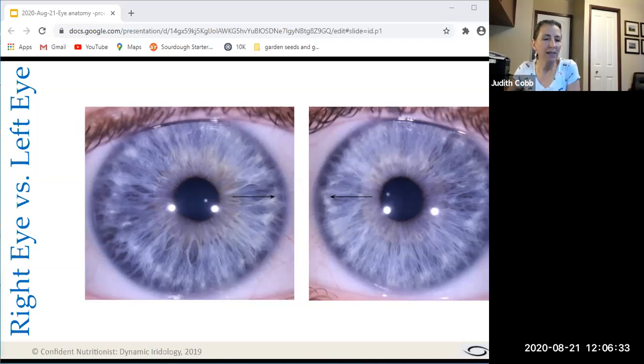All right, so that's the first thing you need to know about the anatomy of the eye: the pupil is off center. And of course, if you studied iridology at all, you know it's very important that we ascertain which is the right eye and which is the left eye. Because if we don't have that basic information, a good portion of the analysis is going to be incorrect.